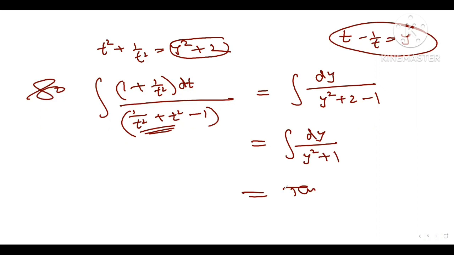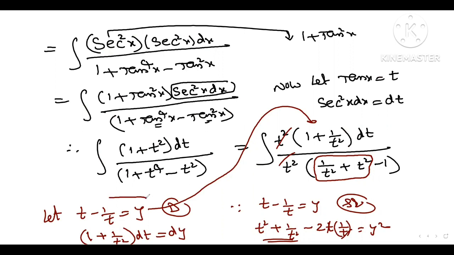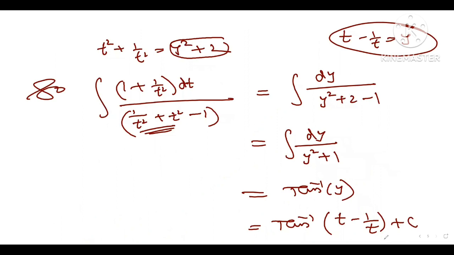Okay, we have the formula tan inverse of y. So in the place of y, we should write t minus 1 by t. What is the t here? t we have assumed as tan x. Therefore, the final answer is tan inverse of (tan x minus 1 by tan x). 1 by tan x is cot x. So tan inverse of (tan x minus cot x) plus c is the answer.